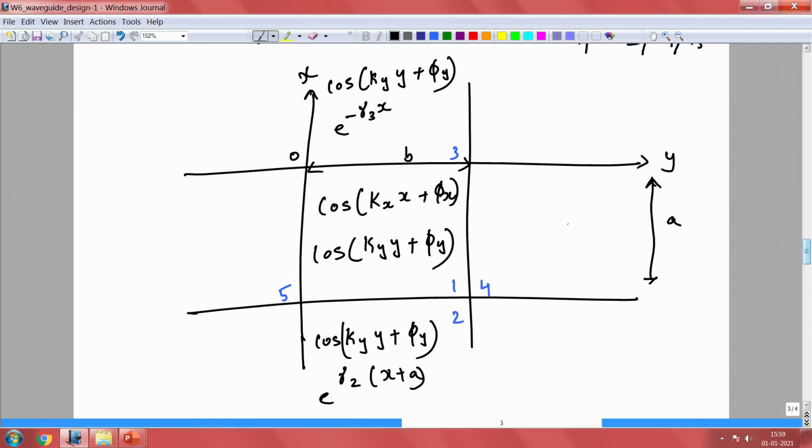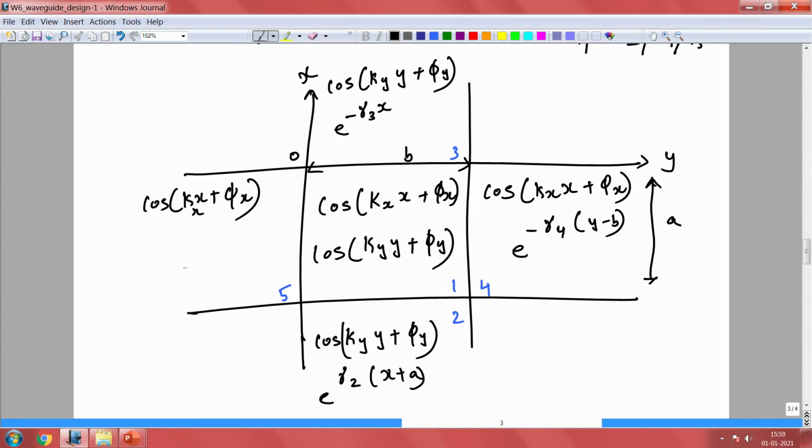So, let us look at region 4. In region 4 you will have oscillation along x. So, you can write it here, and also I can write this here as well. Okay. So, now it is going to be decaying along the y direction. So, e to the power minus gamma 4 times y minus b, and here e to the power gamma 5 times y. Okay.